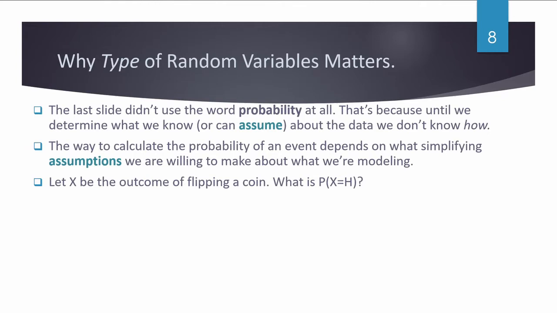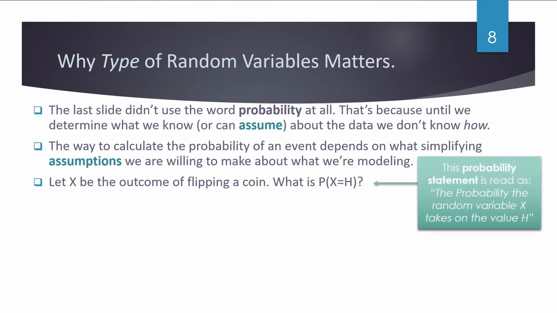We're going to say x could be the outcome of flipping a coin. What is P of x equals H? This is an extension of our notation from the previous slide, where we said x equals H is an event that the coin we have flipped takes on the outcome H, which means the coin landed heads. P of x equals H is just a way of saying, what is the probability that the random variable x takes on the value H? What is the probability we observed a head?